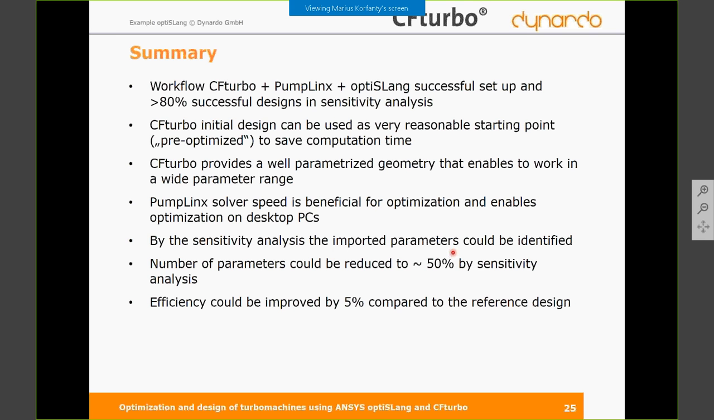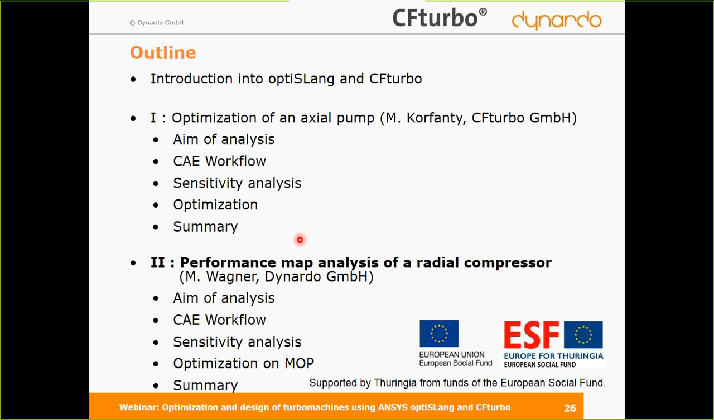By the sensitivity analysis, the important parameters could be identified and reduced to about 50%, and the efficiency could be improved by 5% compared to the reference design. So now let's have a look at the second case study, performance map analysis of the radial turbo compressor. Again, we'll have a look at the aim of the analysis, the automated workflow, variation analysis, optimization, and the summary.